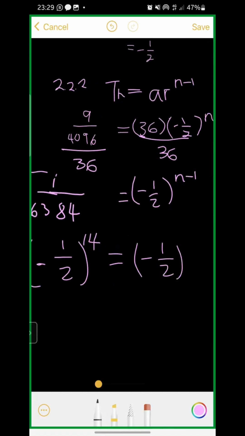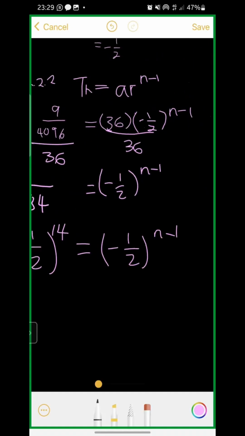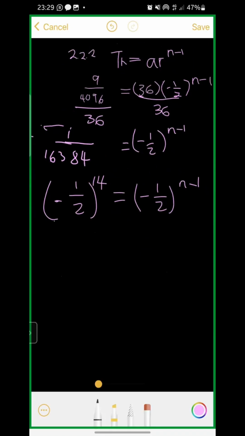So that is equal to (-1/2) to the power n-1. The meeting's going to end in just under 2 minutes, so let's see if we can squeeze this one in. Now our bases are equal, so we equate the exponents: 14 = n-1. So our n is equal to 15. Yes, okay, so we have that.